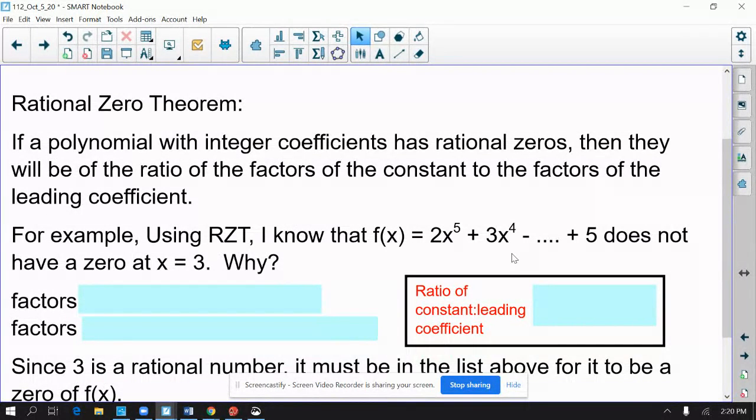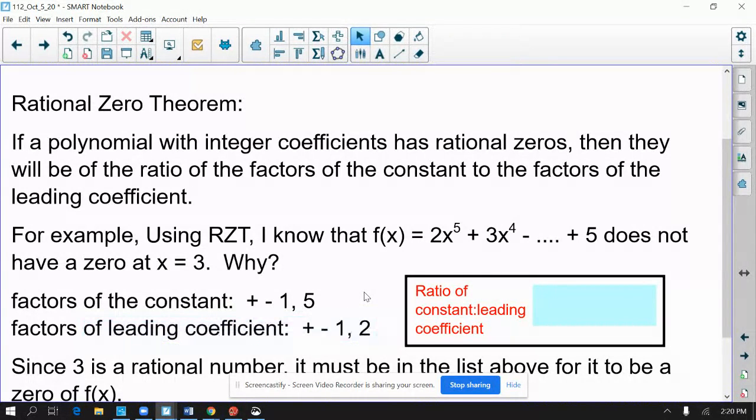So for example, here's a polynomial. You don't need to know the middle terms. You really just need to know the first term, which has a leading coefficient of 2, and the constant is 5. So I know that there's no way that 3 is a zero of this polynomial, even without knowing these inner parts. How do I know that? Well, the factors of the constant, which is 5, is prime, so it's just 1 and 5. Make sure to include positive and negative. And the factors of the leading coefficient, which is 2, is just positive 1 and 2.